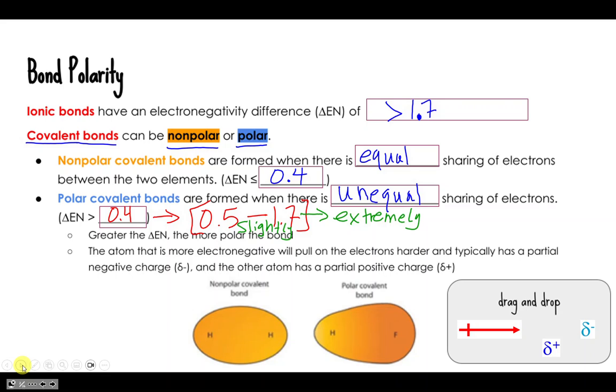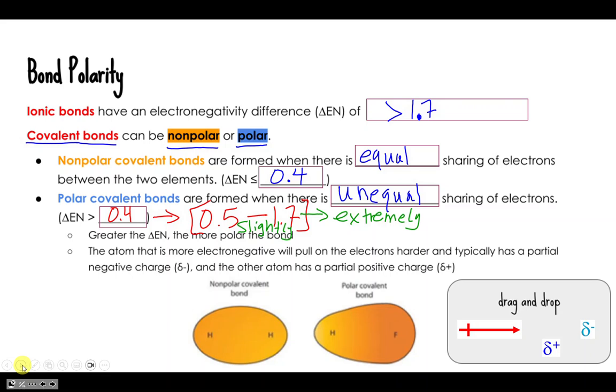Now, the atom that is more electronegative will pull the electrons harder and typically has a partial negative charge. I gave you the electronegativity values on your little chart, but they're also going to be on the next slide. The most electronegative element is fluorine. Remember the trend: if you go up and to the right, the electronegativity increases. So we're looking for which atom in the bond has the higher electronegativity to be assigned the partial negative charge. The other one that's less electronegative is going to be assigned the partial positive charge.